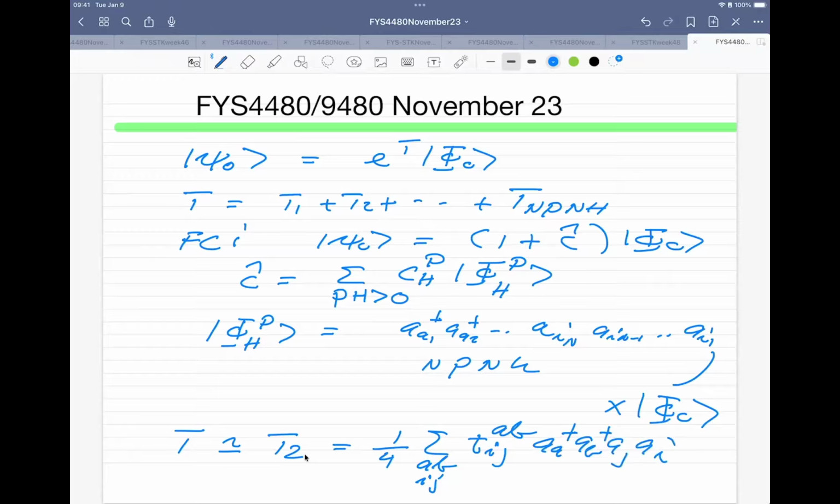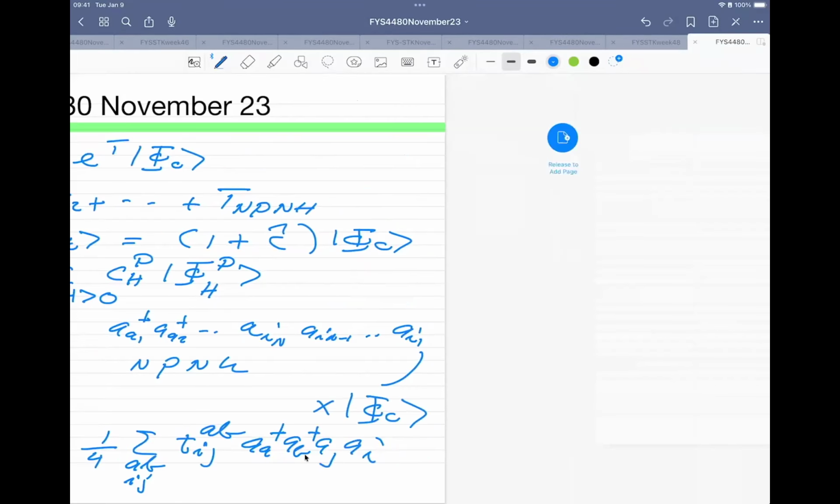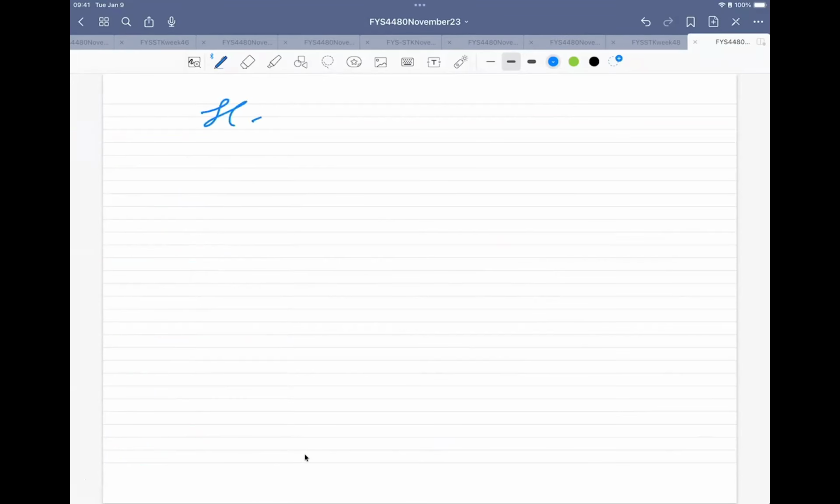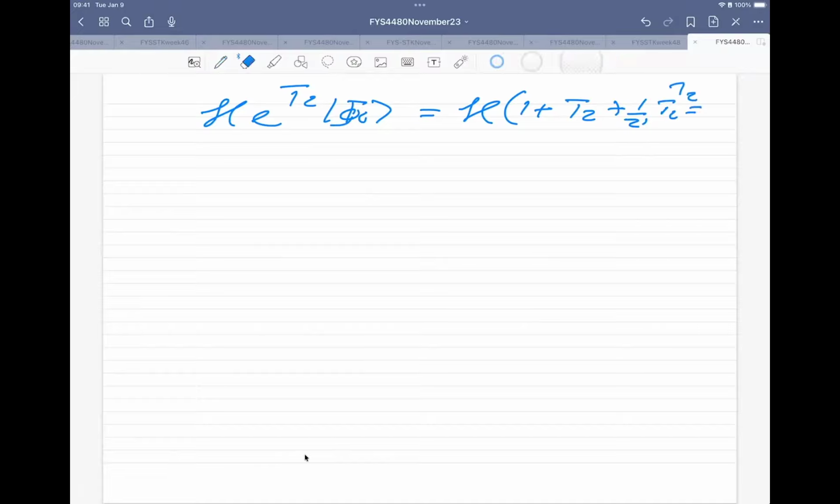Now what we did next was to write down the expressions which we get. So if we take the Hamiltonian acting on this specific state, what we did was simply to act with the Hamiltonian on e^{T2} acting on phi 0. And then we can just write out this operator by taking the standard Taylor expansion, 1 plus T2 plus 1 over 2 factorial T2 squared plus, sorry, this should be a plus here. And this is multiplied with phi 0.